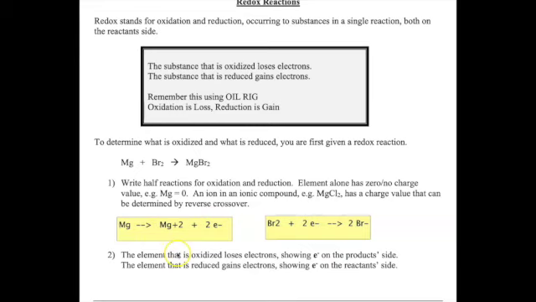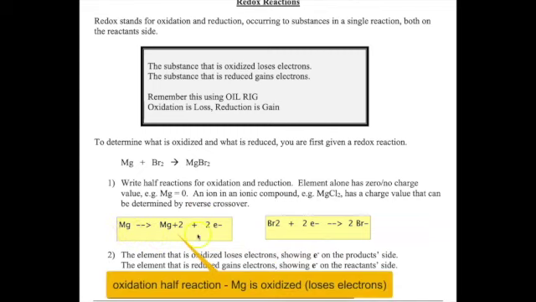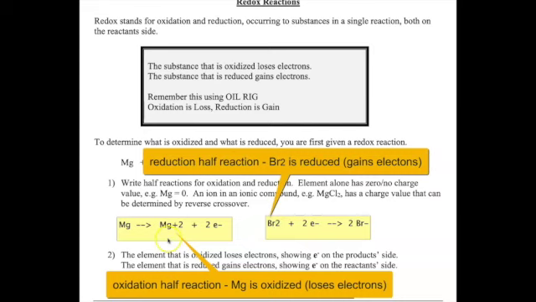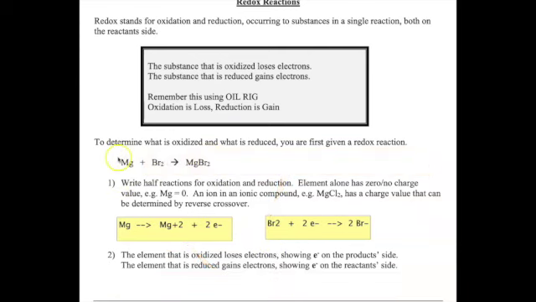So from the 2 half reactions, there are electrons on the right side, that's the product side. So this half reaction for the magnesium is oxidation. So magnesium is oxidized. This half reaction with bromine has electrons on the reactant side, on the left side, and so bromine is the element that's reduced. So one half reaction has to be oxidation and the other half reaction has to be reduction. And both of these are going on at the same time in this balanced chemical equation.